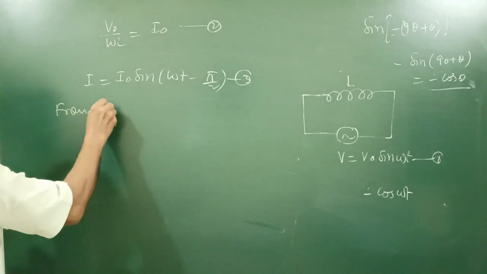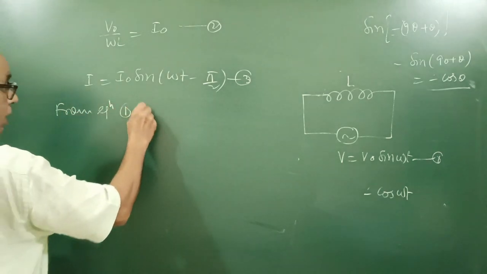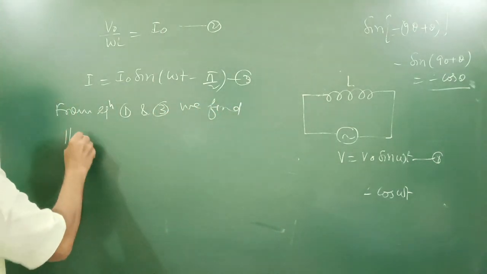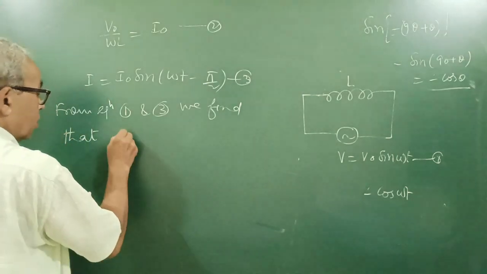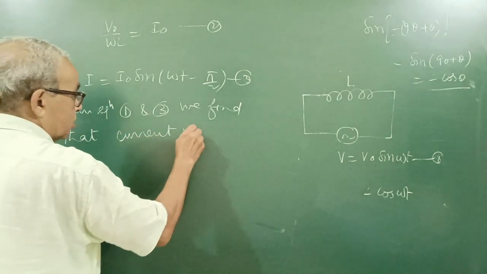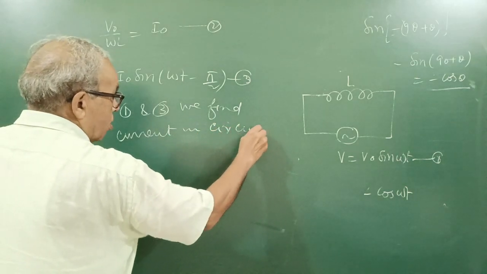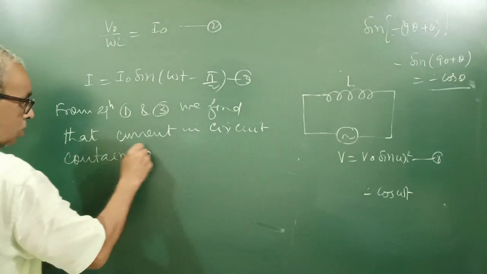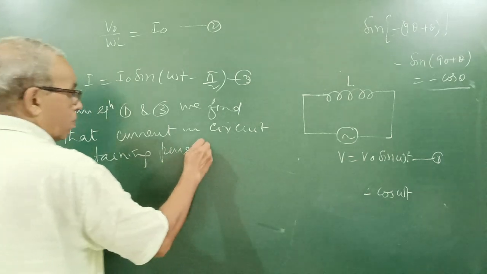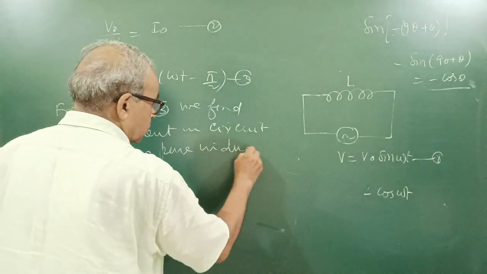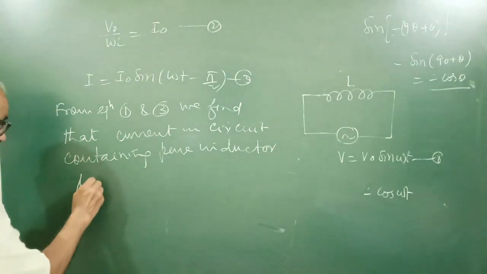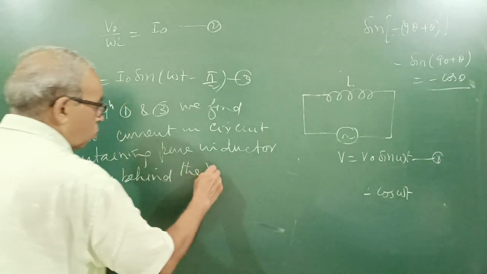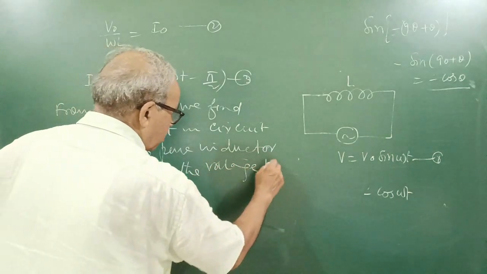From equation 1 and 3 we find that current in circuit containing pure inductor lags behind the voltage by pi by 2.